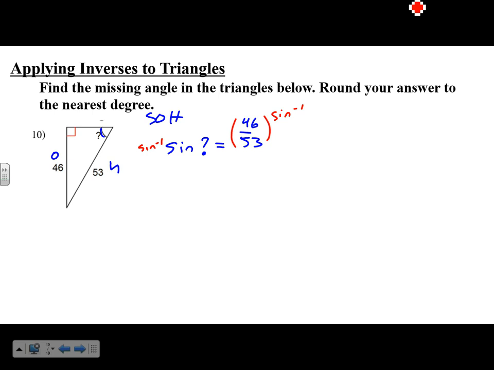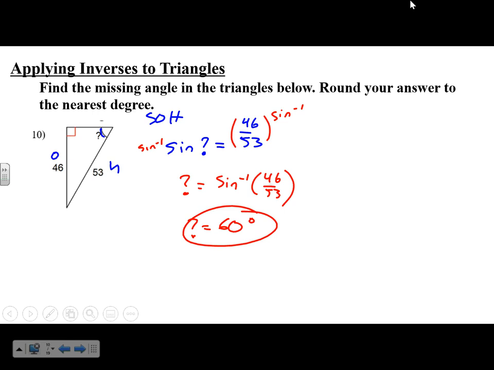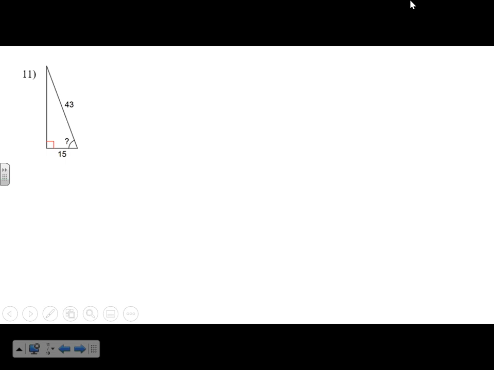So my question mark is the inverse sine of 46 over 53. Then just type that in your calculator. Inverse sine 46 divided by 53 ends up giving you that angle is 60.2 degrees. So that angle is 60 degrees. Now, if you don't like the question mark, if you want to make an X or a theta, that's not a bad idea, but I'm going to stick with that since that's the way they give it to you.